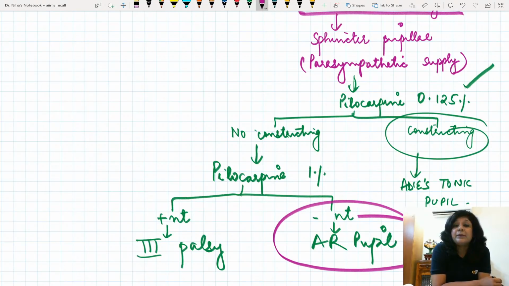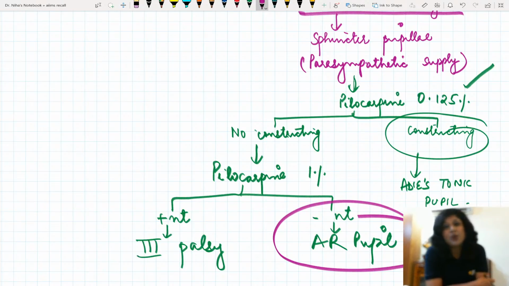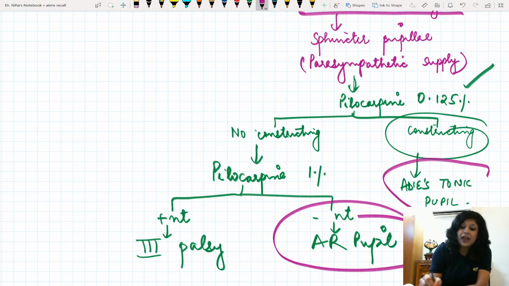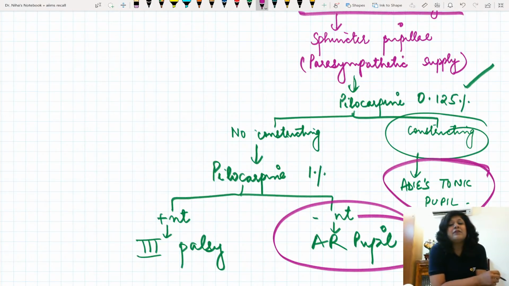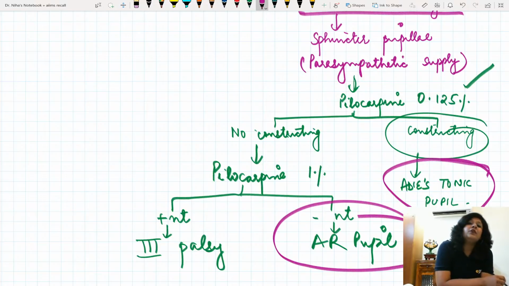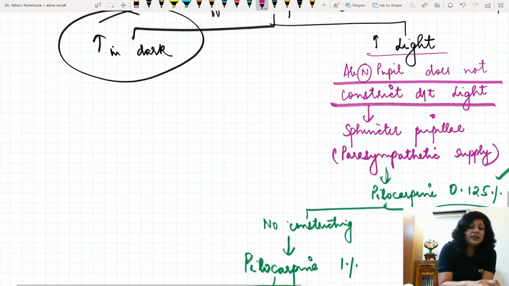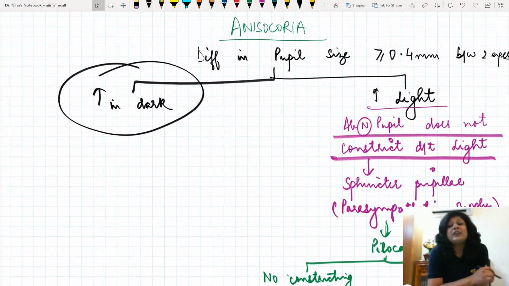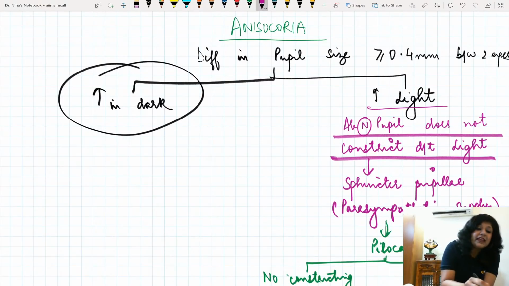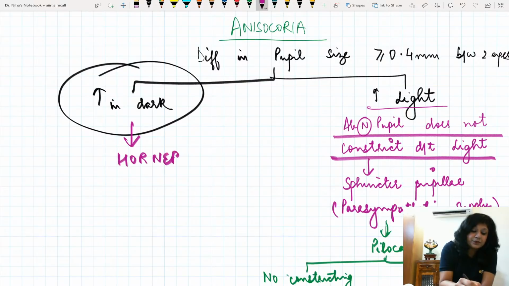Bilateral constricted pupil, irregular pupil, you get in cases of AR pupil, and that will show the anisocoria that will increase under the lighted conditions and not the dark conditions. You also have this Adie's tonic pupil that will show the constriction with 0.1 to 5%, again anisocoria increasing in the lighted condition. Now come to the dark. So the only anisocoria that actually increases in the dark is the Horner syndrome.